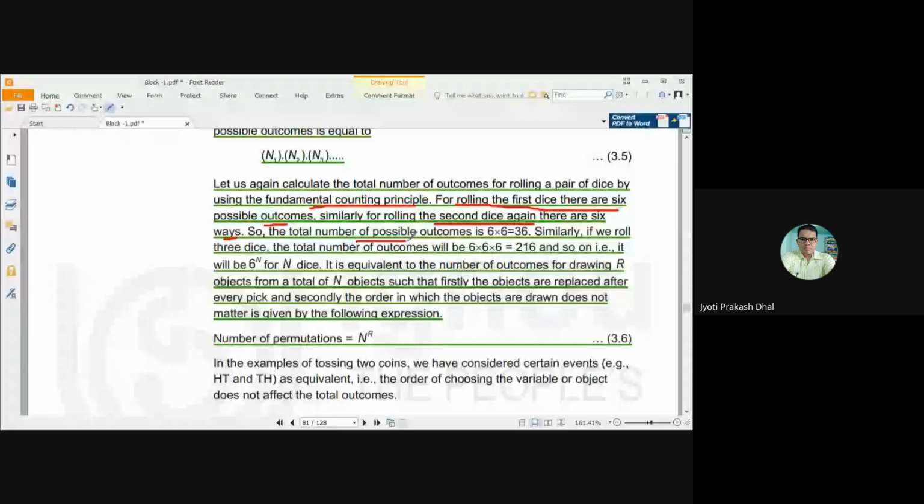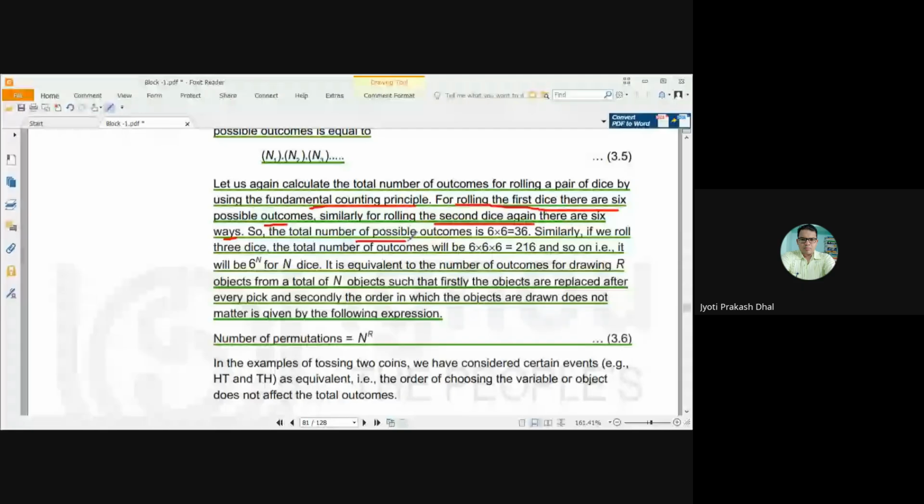So, it is very difficult to count and to get the possible events individually. Now let us calculate the total number of outcomes of rolling a pair of dice. When we are using very large numbers, then we should use the fundamental counting principle.